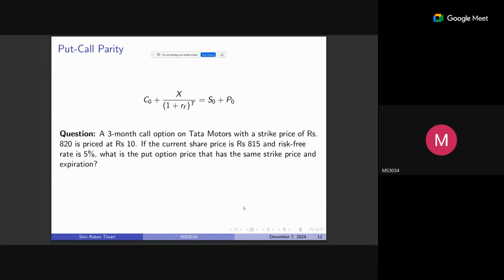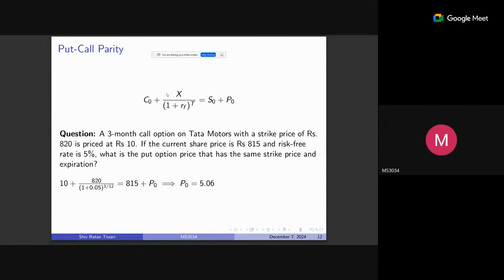We can use these equations, if we have the call price, to get the put price. For example, a 3-month call option on Tata Motors with a strike price of 820 rupees is priced at 10 rupees. The current price of Tata Motors is 815 and the risk-free interest rate is 5% per year. What is the put option price with the same strike and same expiration? We can use this put call parity to solve for it.